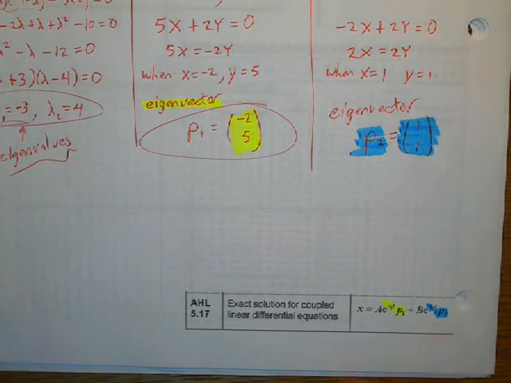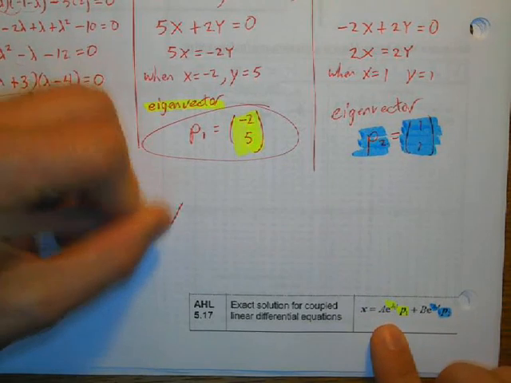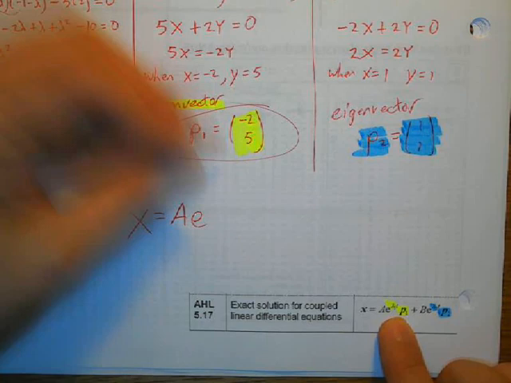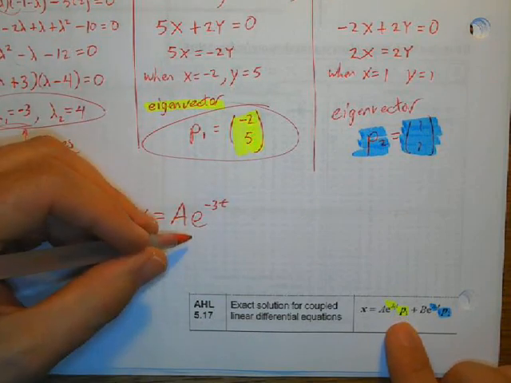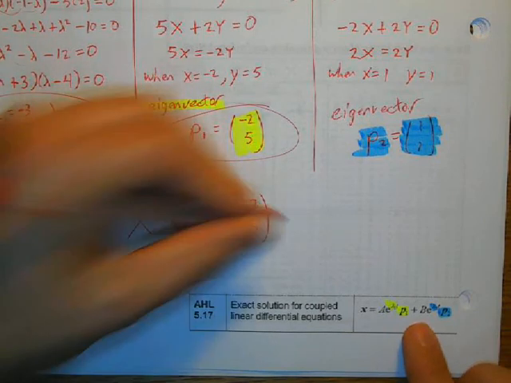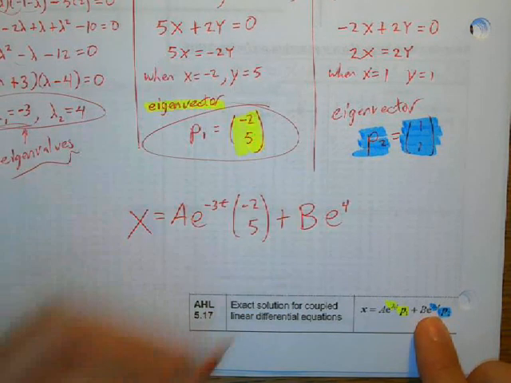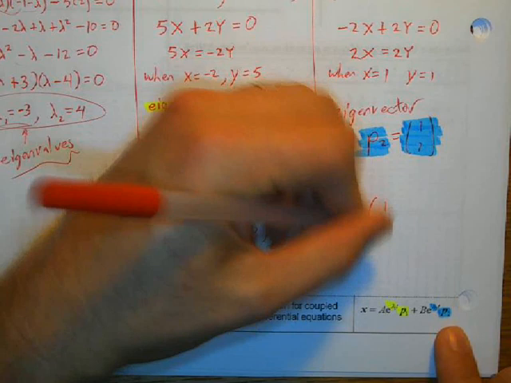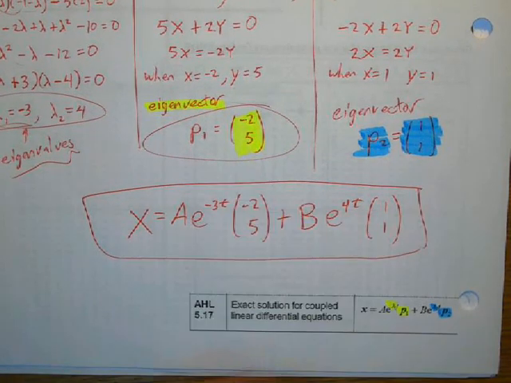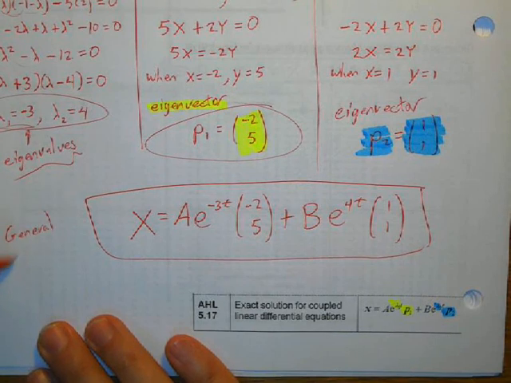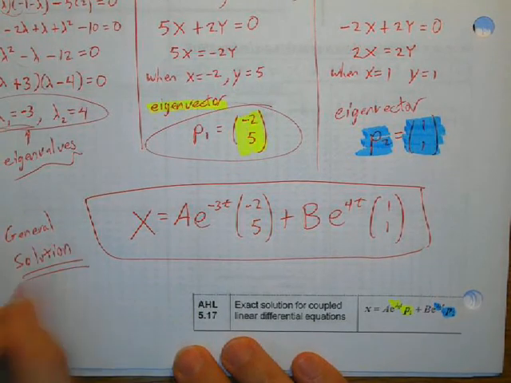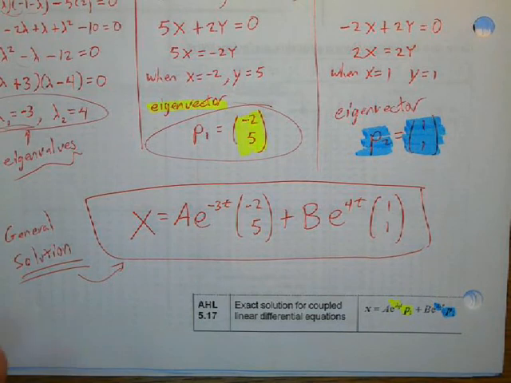And now I'm going to write my general formula. X equals a e to the power of negative 3t times negative 2, 5 plus b e to the power of lambda 2, which is 4, t, and my eigenvector is 1, 1. And this is my general solution. Okay. Alrighty, so now let's find a particular solution. Let's solve for the A and solve for the B at a particular point, and then we'll be able to draw our phase portrait once we have that.